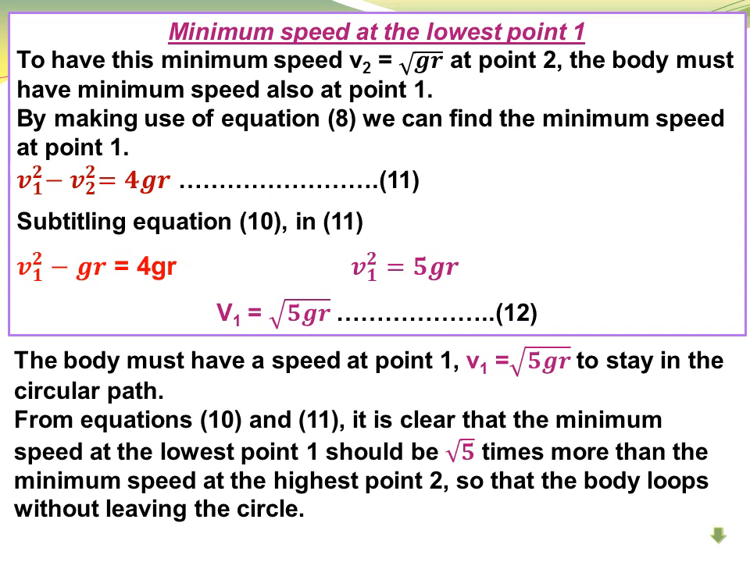Remember, the body must have a speed at point 1, v1 equal to root of 5gr, to stay in the circular path. From equations 10 and 11, it is clear that the minimum speed at the lowest point 1 should be root of 5 times more than the minimum speed at the highest point 2. So the body loops without leaving the circle.